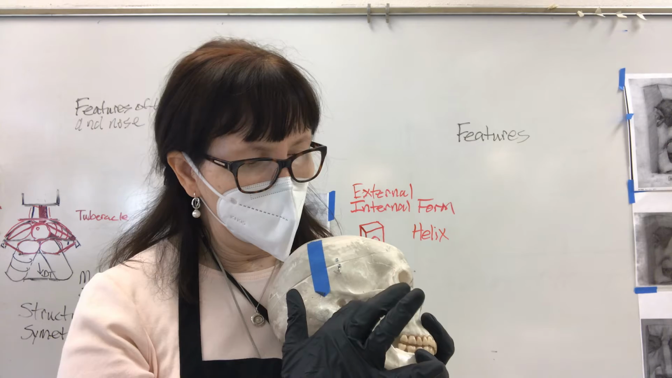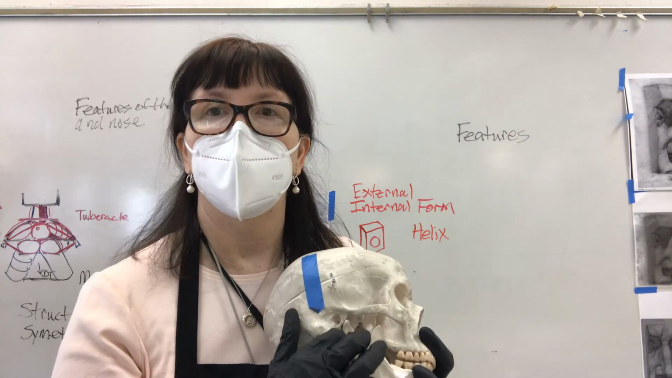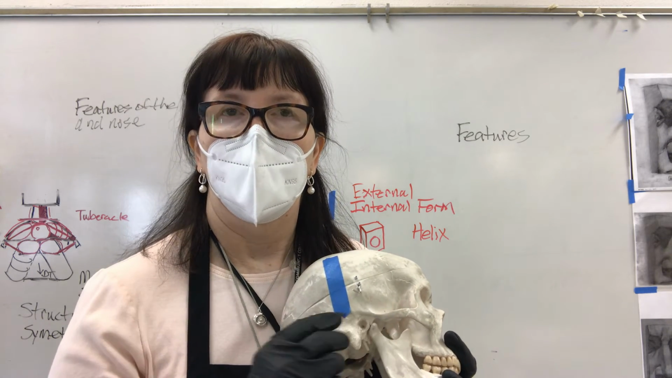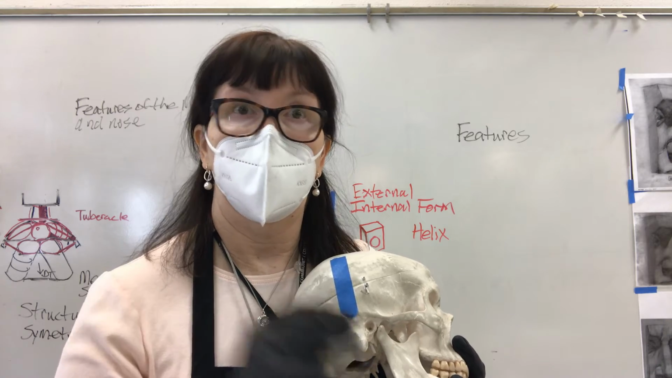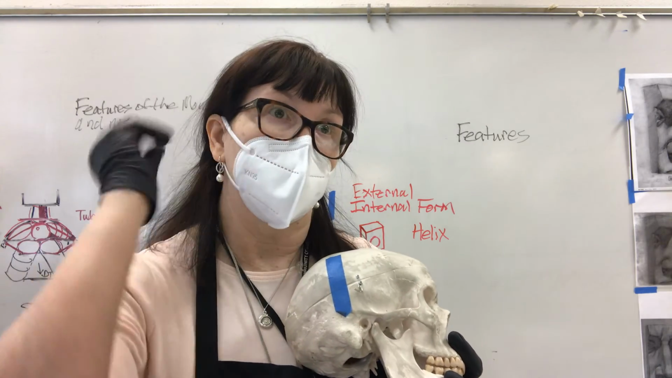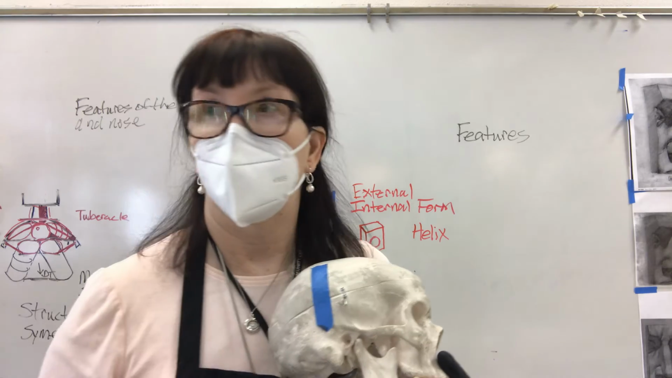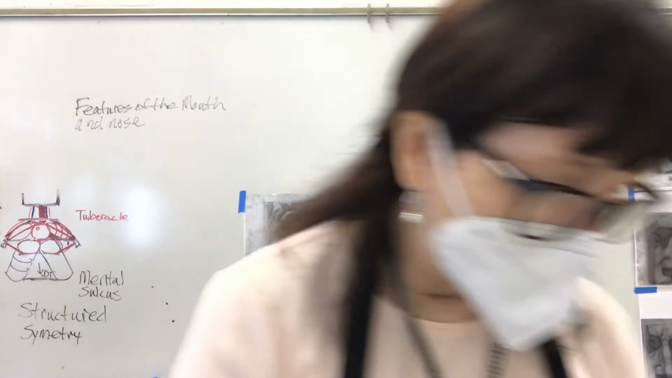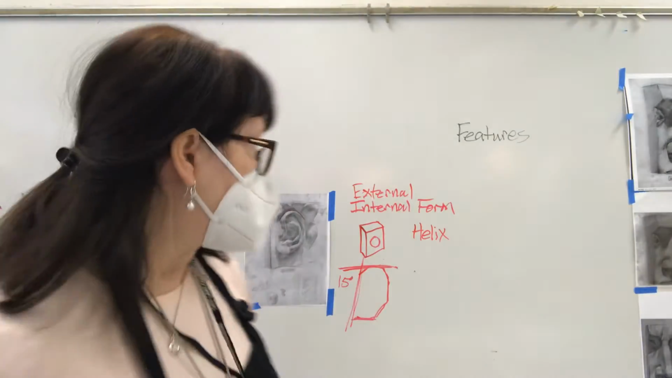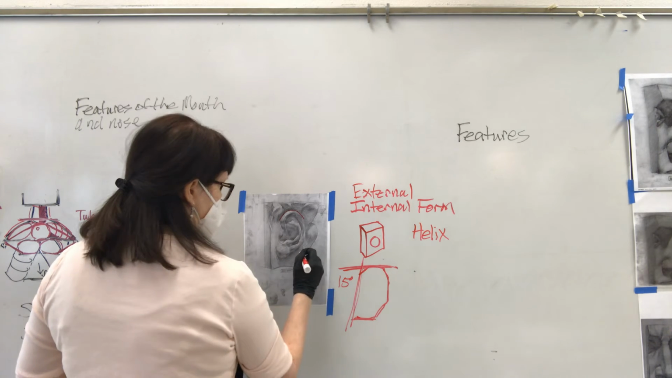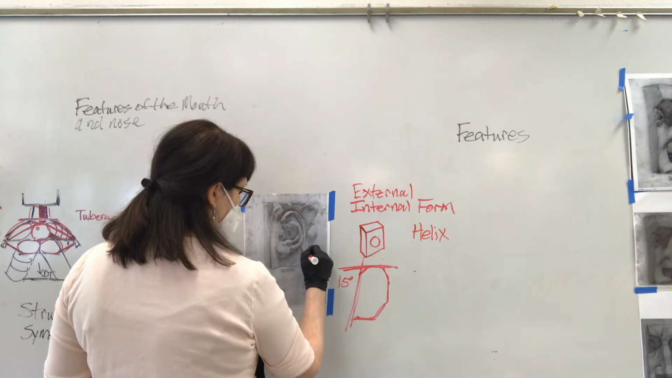And you can occlude this auditory meatus and still hear. That's where sound waves bring sound into your ear canal, or your auditory meatus. But that mastoid process is really, really important, and it sits right back here.